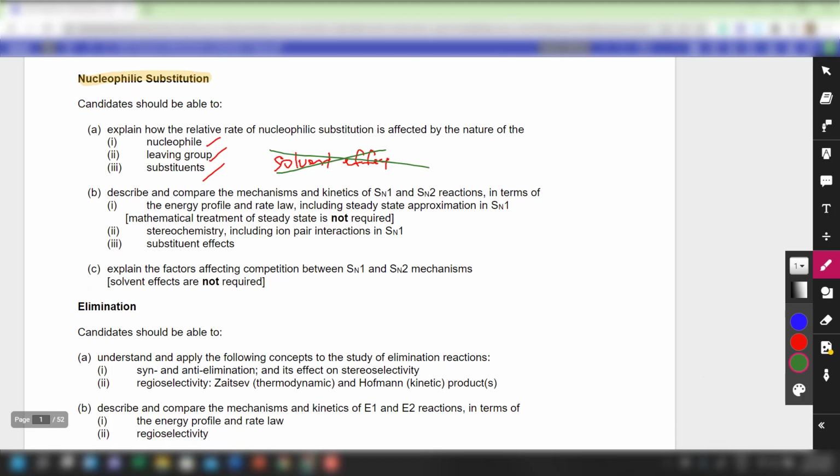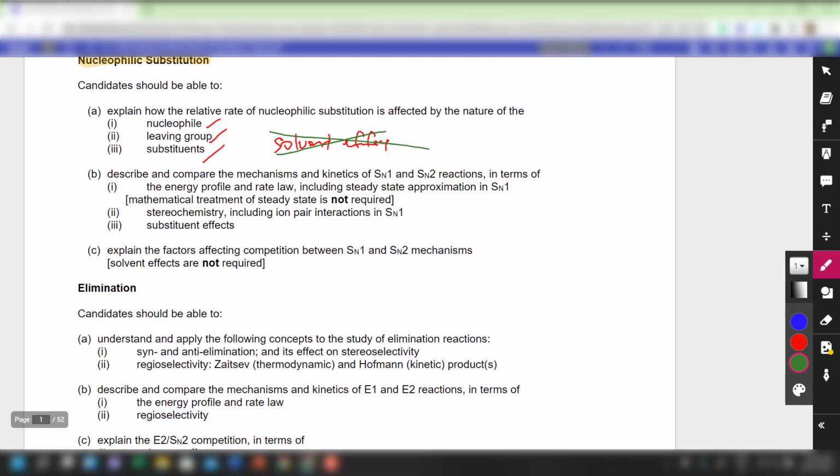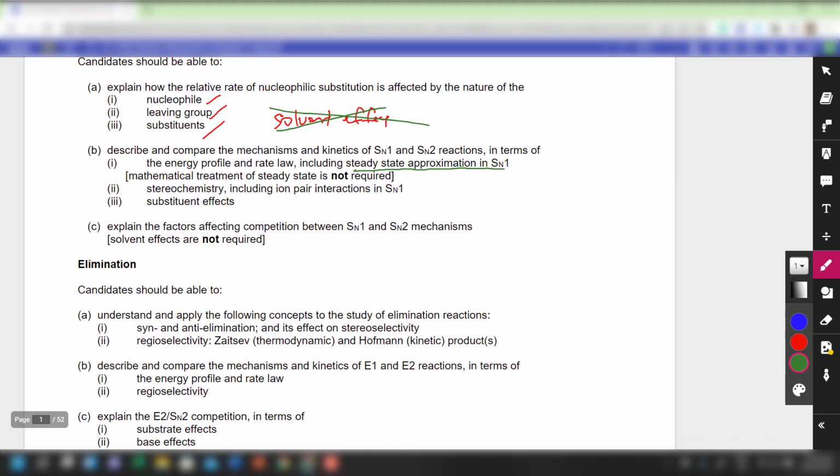And then for part B, describe and compare the mechanisms and kinetics for SN1 and SN2. If you recall what you have gone through in your H2 notes, it's quite similar, except that for SN1 you need to have a brief understanding of steady state approximation. And in terms of stereochemistry, you also need to know about the ion pair interaction for SN1, which I guess you have heard me talking about during one of the review videos on activity 4. It was mentioned very explicitly here that the solvent effect is not required, so just take note of it.